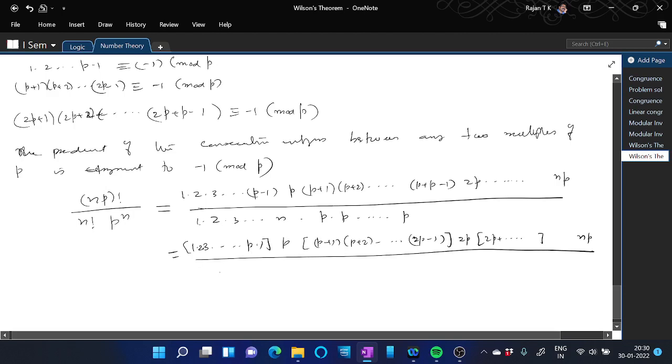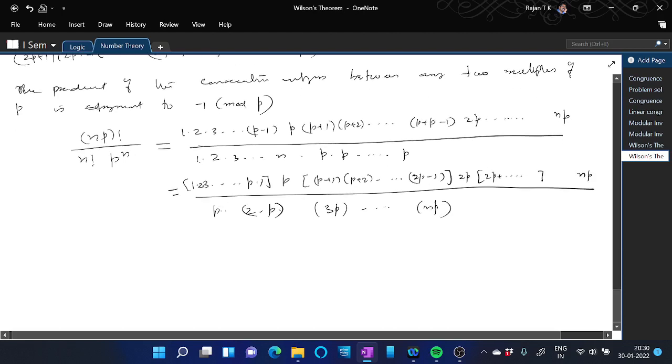these terms can be combined and written like this: p into 2p into 3p into etc., np. Now cancelling this p with this p, 2p with this 2p, 3p with the next 3p, like that, all the p, 2p, 3p get cancelled. So there remain only 1, 2, 3, etc., p minus 1, then p plus 1, p plus 2, etc., 2p minus 1, etc.